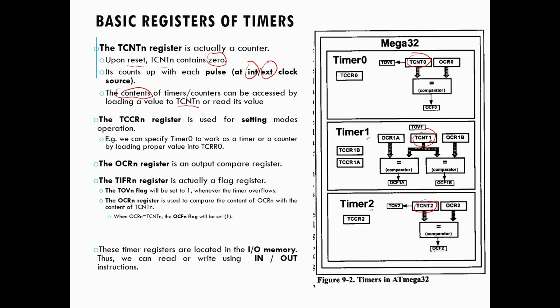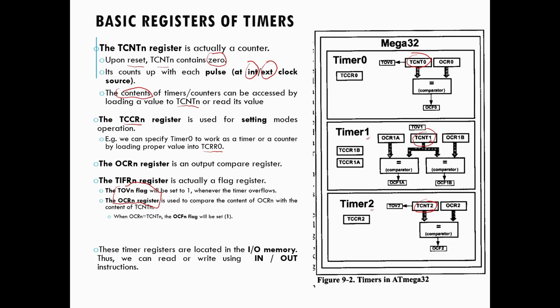And then we have the TCCR register. This is for setting the modes of operation. If we want to specify that we want to use timer 0, we just put TCCR0. And then OCR, the output compare register. And then TIFR, where we have the TOV flag and also the output compare flags.